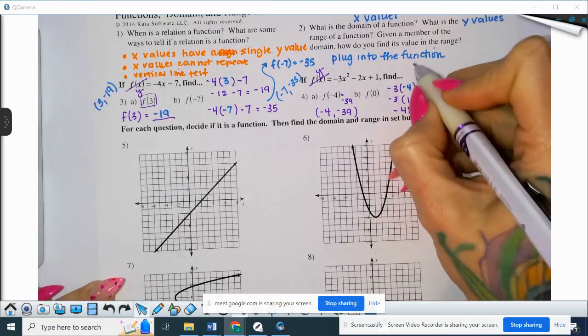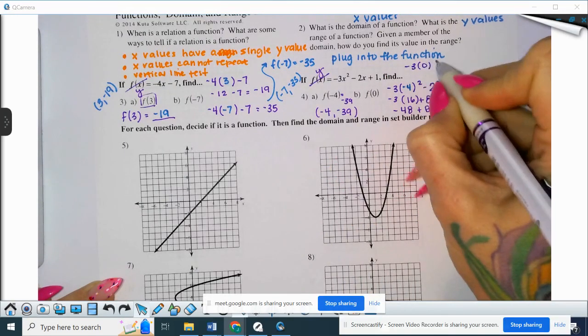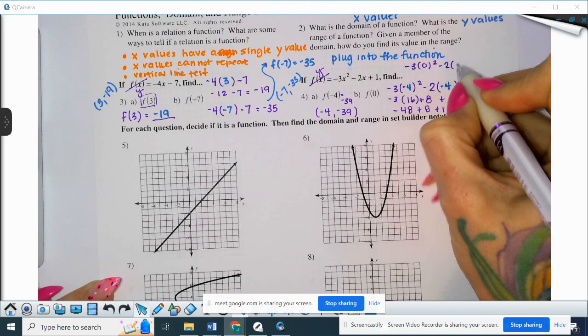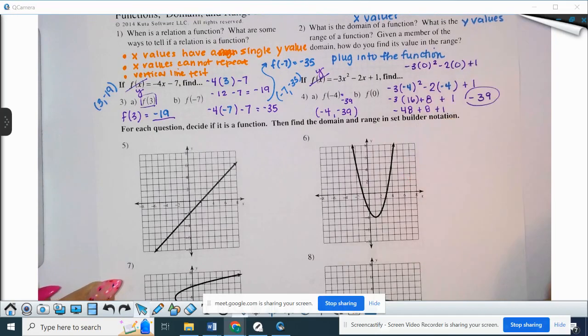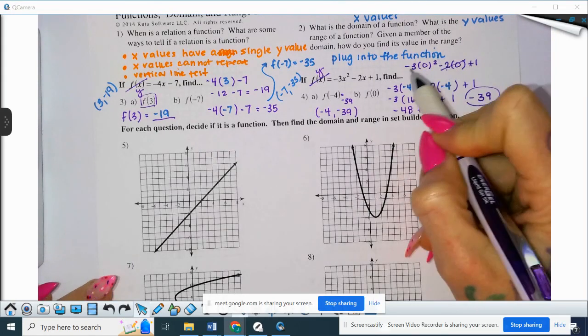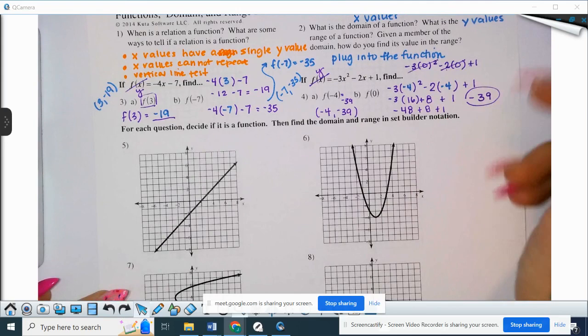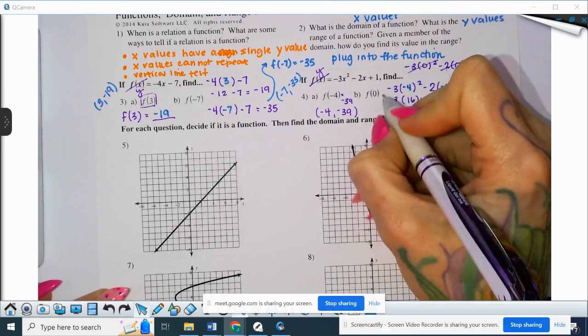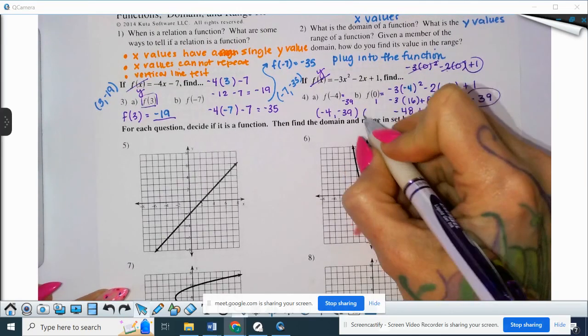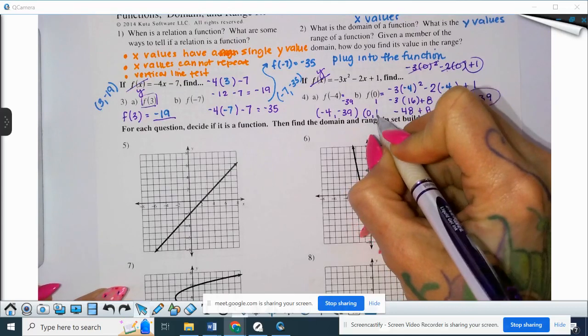F of 0, I love anything that has multiplication of 0 in it. Makes everything really nice and neat. That goes away because that's going to be 0. Anything times 0 is 0. 0 squared is 0. Times a negative 3 is again going to give you 0. You're going to end up with a plus 1. So as a coordinate, when x is 0, y is 1.